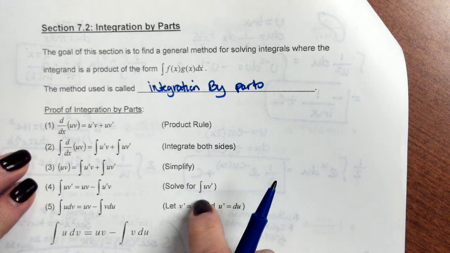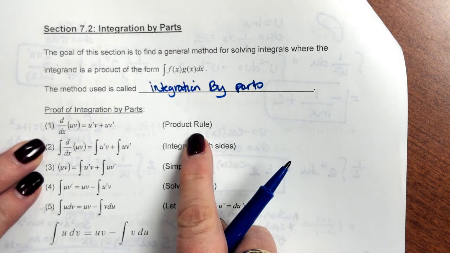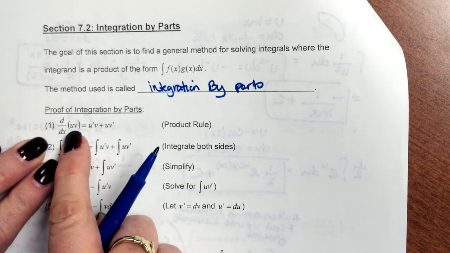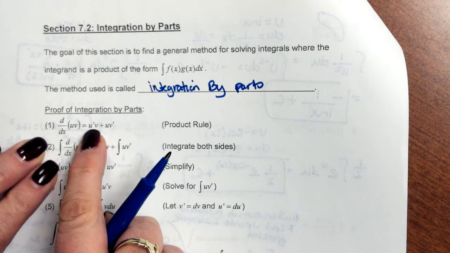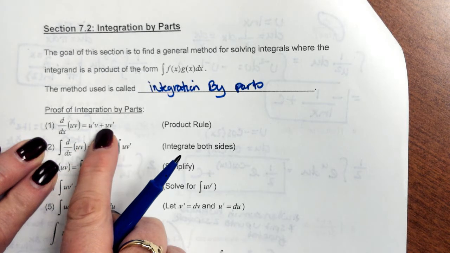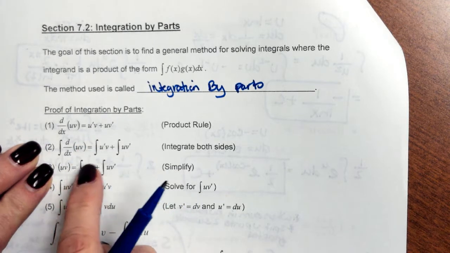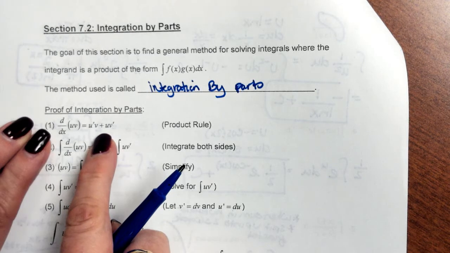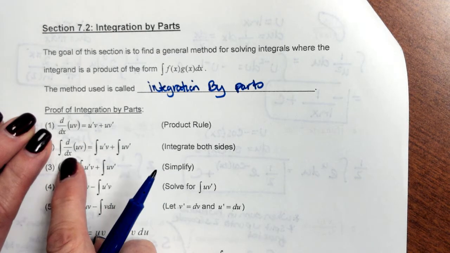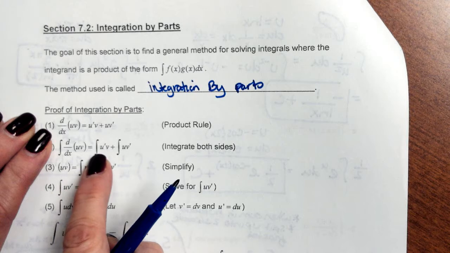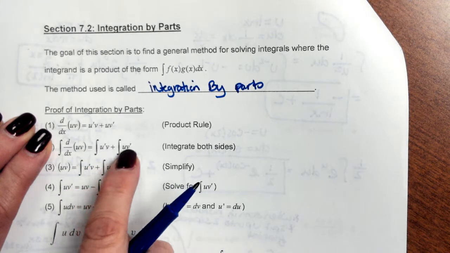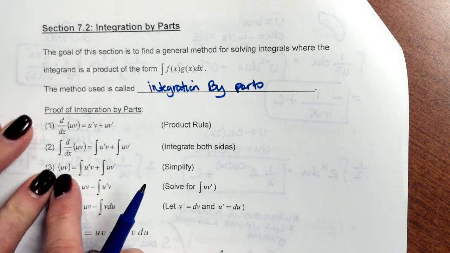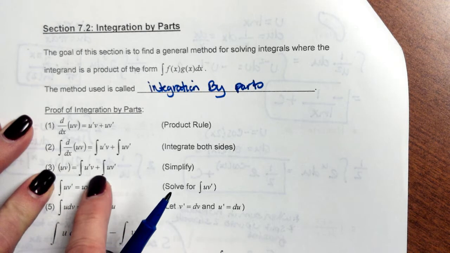The proof of where this formula comes from is actually derived from your product rule. If you're taking a look at the derivative of a product, we know that's u times v, the u prime v plus uv prime. Then if you integrate both sides of this equation, we're going to integrate the derivative of u times v, which is equal to the integral of u prime v plus your integral of uv prime. So that's going to leave us with uv equal to the sum of these two integrals.